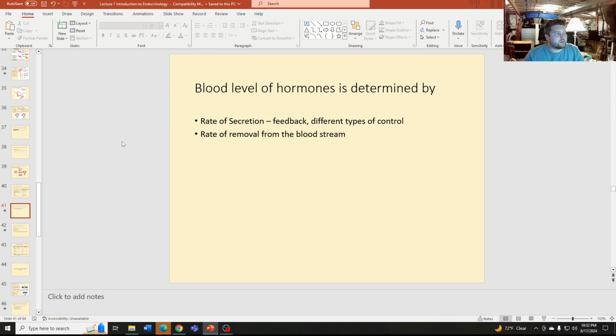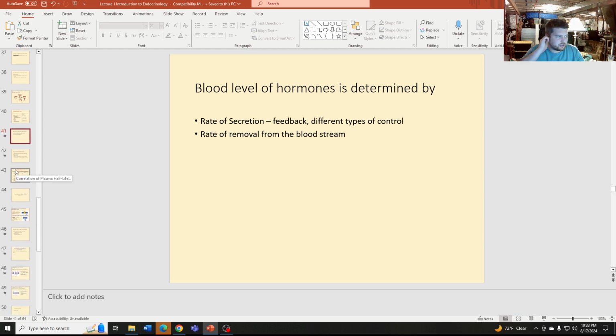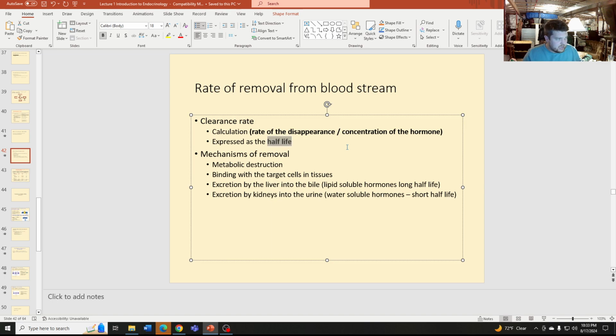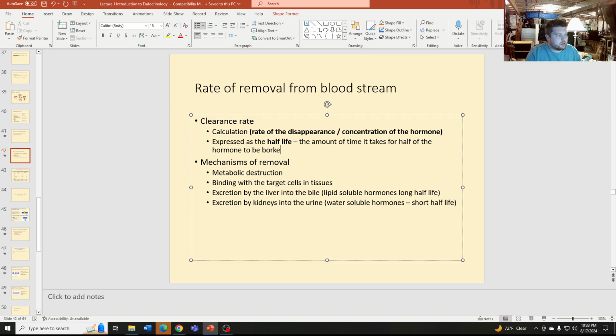Blood levels of hormones are determined by the rate of secretion and the rate of removal from the bloodstream. So again, it's just constantly checking how much is in the blood and comparing it to how much there should be, and then determines how much more it needs to secrete. This is the rate of removal from the bloodstream. We call it clearance rate, the rate of disappearance over the concentration of the hormone. That is expressed as half-life. So half-life is referring to the amount of time it takes for half of the hormone to be broken down.